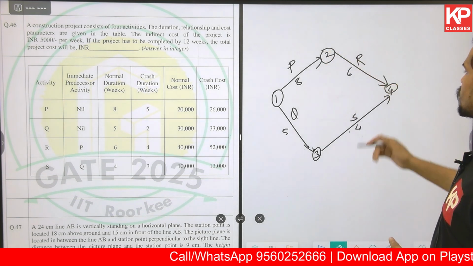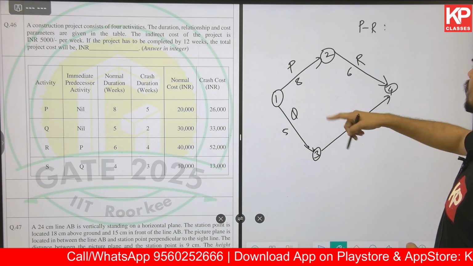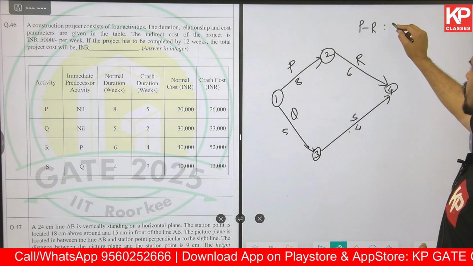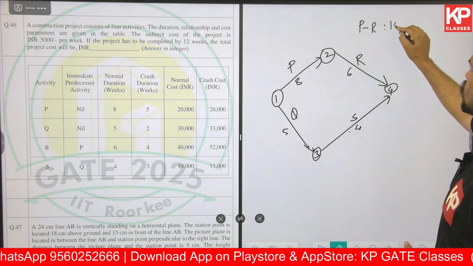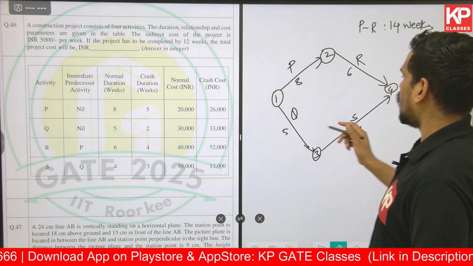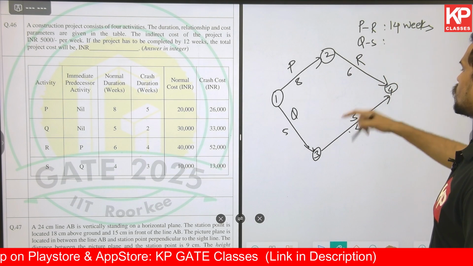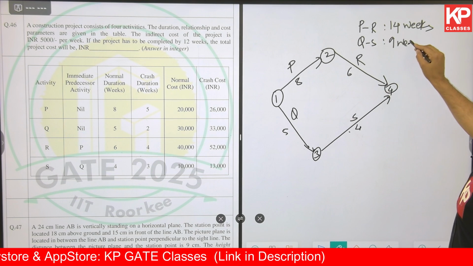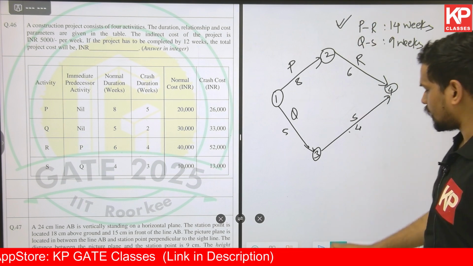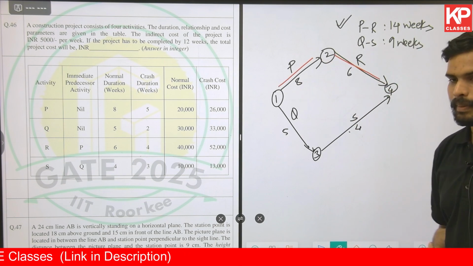There are only two paths. So what is the critical path? There is one path that is PR. The length of PR is basically 12 plus 2, that is 14 weeks. All these are in weeks. The other path you have is QS. The path QS has a total length of 9 weeks. So obviously this is the critical path. If I highlight the critical path for you, it is PR. That's the critical path we have.